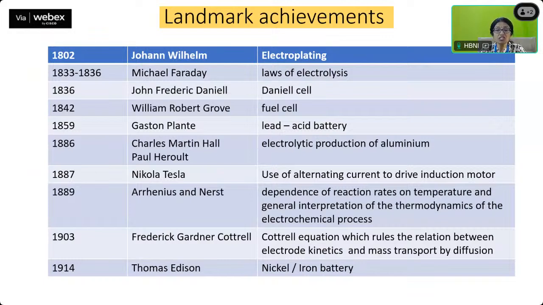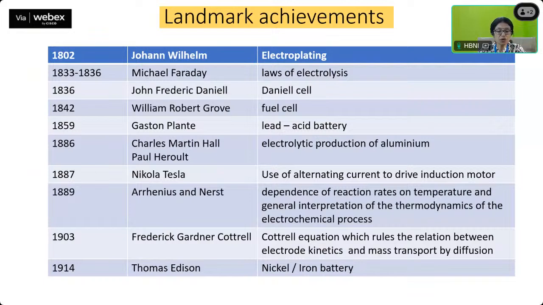So what are the landmark achievements in the field of electrochemistry? Very important to know when you are learning about it. Between 1833 and 1836, it was Michael Faraday who brought about the laws of electrolysis. Then in 1836, John Frederick Daniell invented the Daniell cell. Then the fuel cell was brought about by William Robert Grove in 1842. Then Gaston Planté made the lead-acid battery in 1859, still very much a big workhorse.